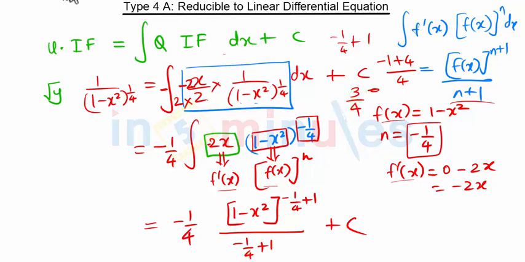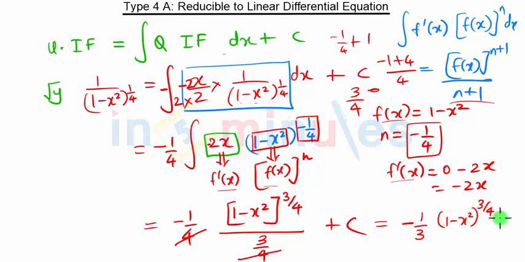Okay, so this part is nothing but 3 by 4, and this is also 3 by 4. So this 4 and this 4 will get cancelled, and this equation will become minus of minus 1 by 3 into 1 minus x square the whole raised to 3 by 4 plus c, and this part will remain as it is. So this is how we perform the solution of this type of problem.